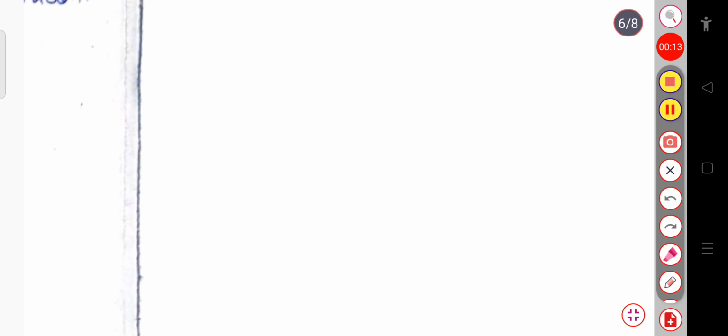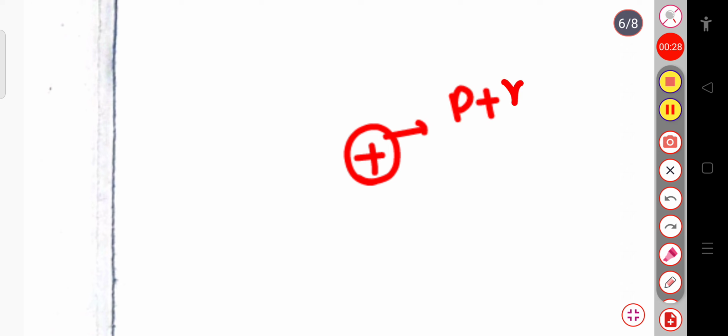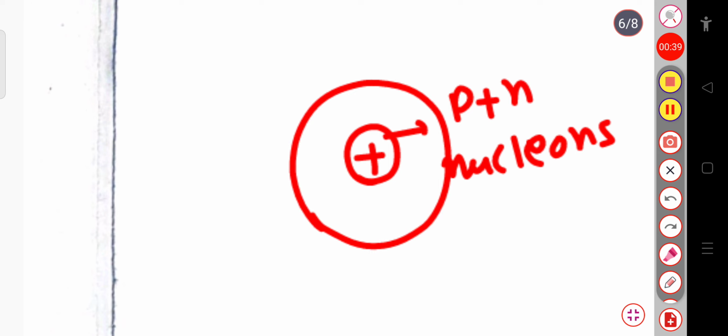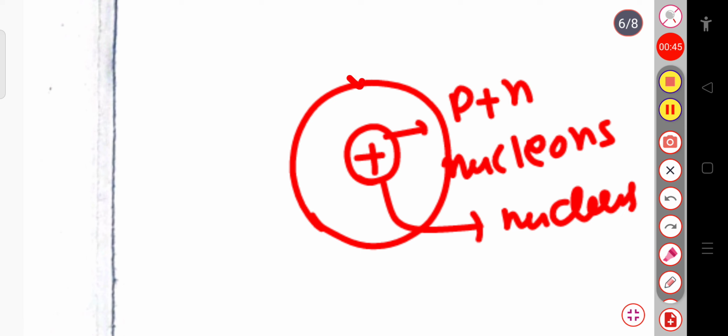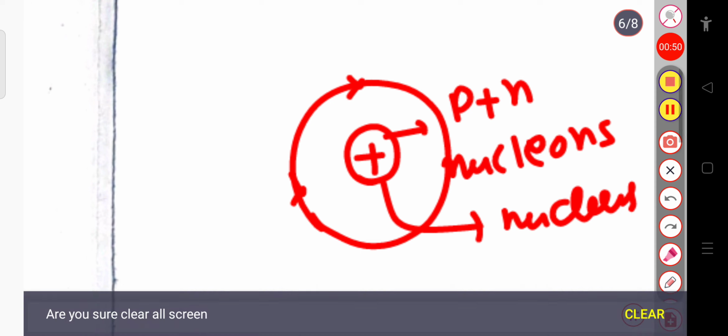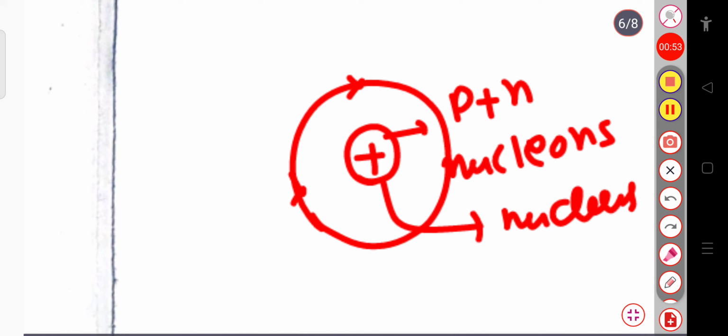Before going to the topic, let me tell you, in case of an atom, the central part is called the nucleus, where the protons as well as the neutrons are present. Together, the protons and neutrons are known as the nucleons. It may be protons or it may be neutrons. This as a whole is called the nucleus, and the electrons are revolving around the nucleus. So this is the basic structure of the atom.